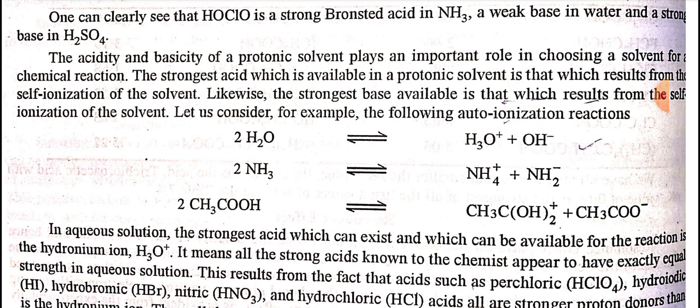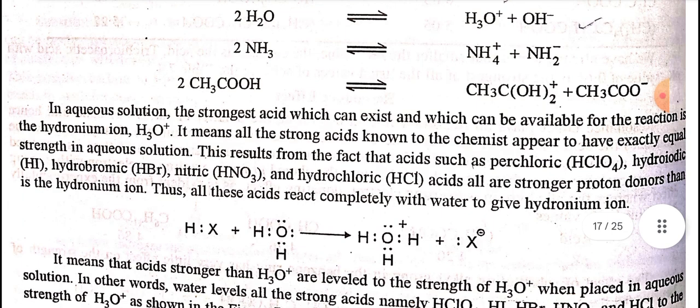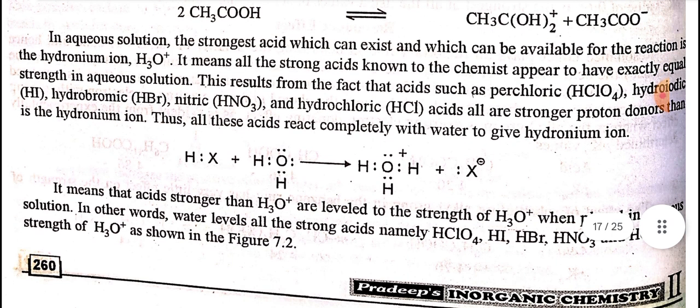In aqueous solution, the strongest acid which can exist and which can be available for the reaction is the hydronium ion. It means all the strong acids known to chemists appear to have exactly equal strength in aqueous solution. This results from the fact that acids such as perchloric, periodic, hydrobromic, nitric and hydrochloric acid are all stronger proton donors than the hydronium ion. Thus, all these acids react completely with water to give hydronium ion.